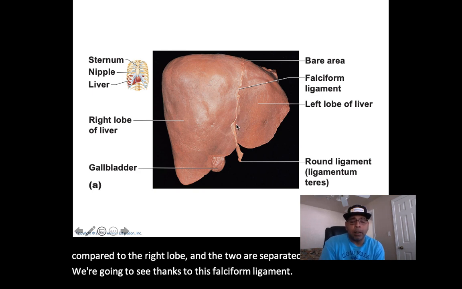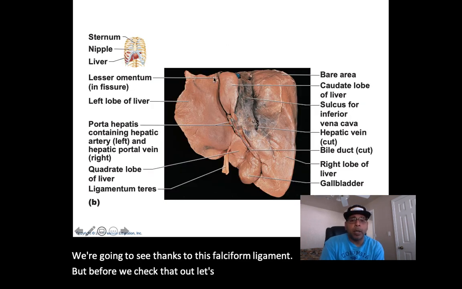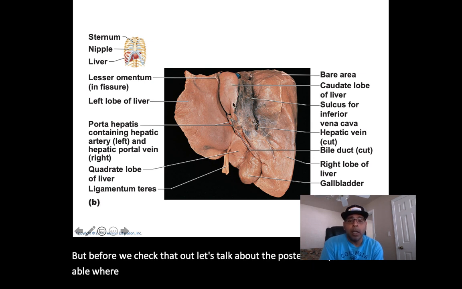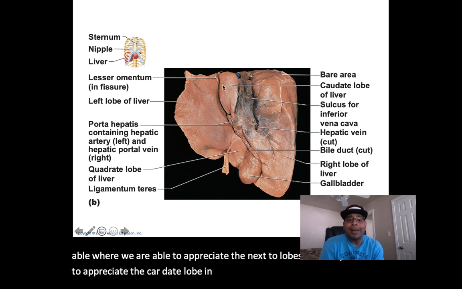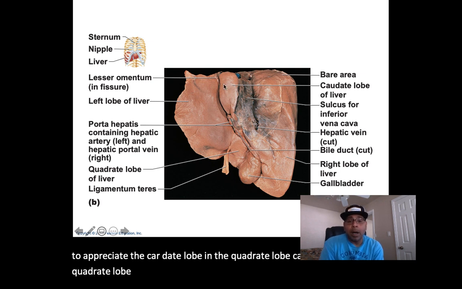But before we check that out, let's talk about the posterior aspect where we are able to appreciate the next 2 lobes. So here you're able to appreciate the caudate lobe and the quadrate lobe, much smaller in size. Caudate, superior, quadrate on the inferior aspect, right next to the gallbladder.